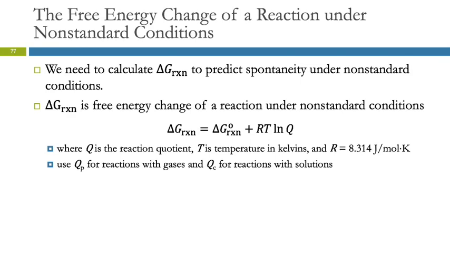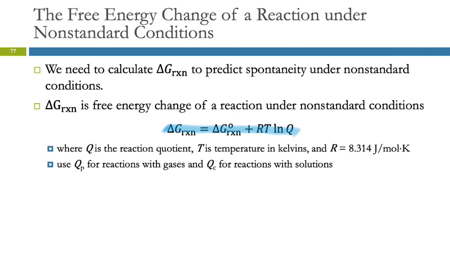So in those many, many times where we're not at standard conditions, we need to calculate not the standard change in free energy, but just the regular change in free energy under non-standard conditions. And so this is the equation for that. The free energy change is equal to the standard free energy change plus R, which is the ideal gas constant with these units, 8.314 joules per mole Kelvin, times the temperature in Kelvin, times the natural log of Q.